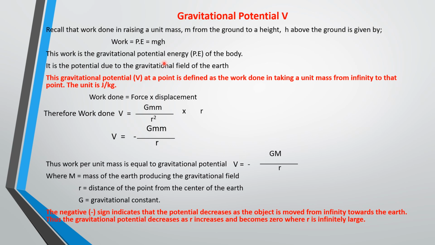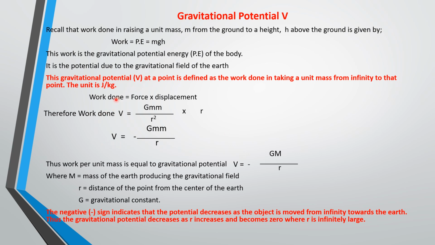This potential energy is the gravitational potential energy of the body, and this energy is due to the gravitational field of the earth, and that's why we talk about the height of the body and acceleration due to gravity. So gravitational potential at a point is defined as the work done in taking a unit mass from infinity to that particular point, and the unit is joule per kg.